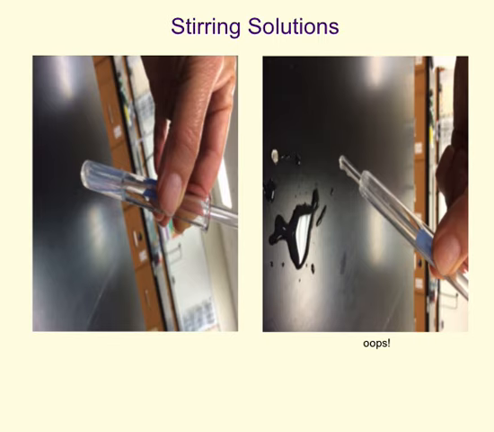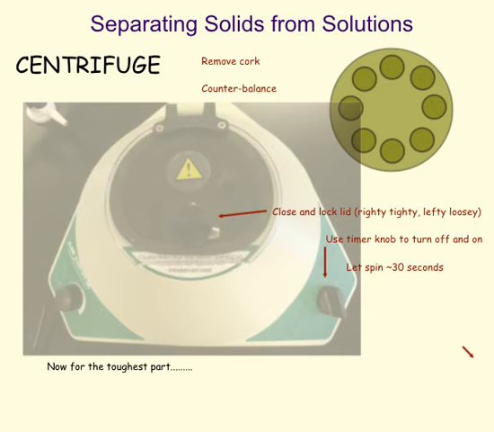And not only is that 50 cents, but it's just sad because you just lost all of your solution. Okay, separating solids from solutions. Well, that's what a centrifuge is for. And when you guys use a centrifuge, a couple things to remember. First of all, corks do not go into the centrifuge. You remove those from your test tubes before you put them in.